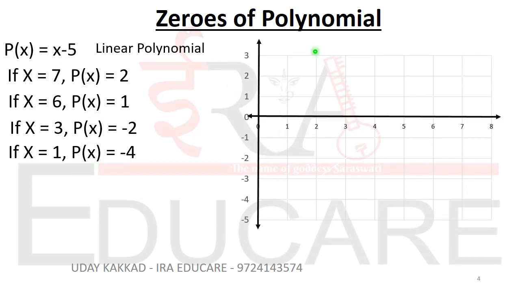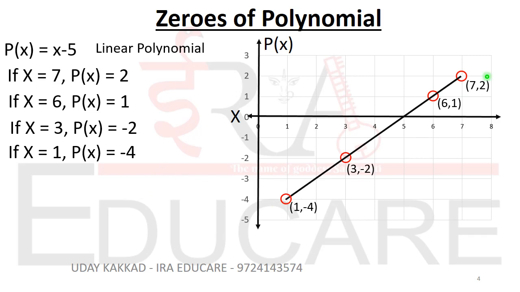Now again we start and try to draw a graph. So x is your x-axis and the y-axis is your p of x. Now these are the points. This is (7, 2), where x is 7 and p of x is 2. Likewise (6, 1), likewise (3, minus 2), and likewise (1, minus 4). Now we join these points, so it is again a straight line.